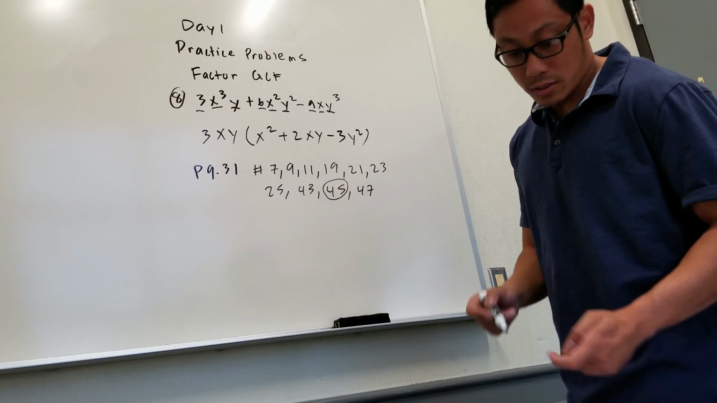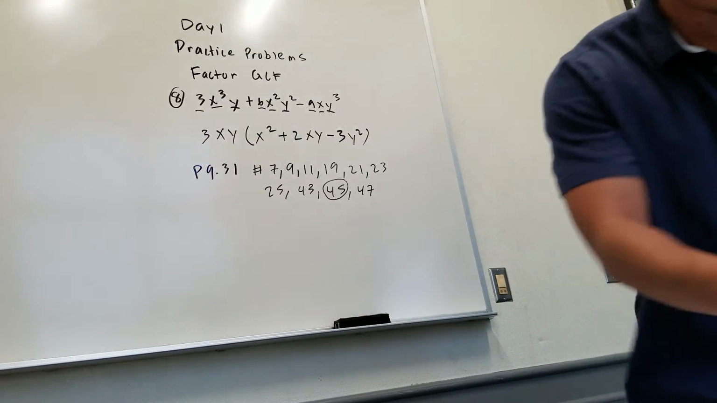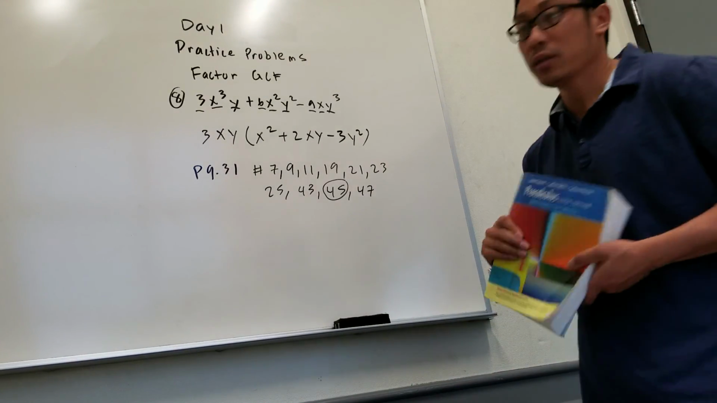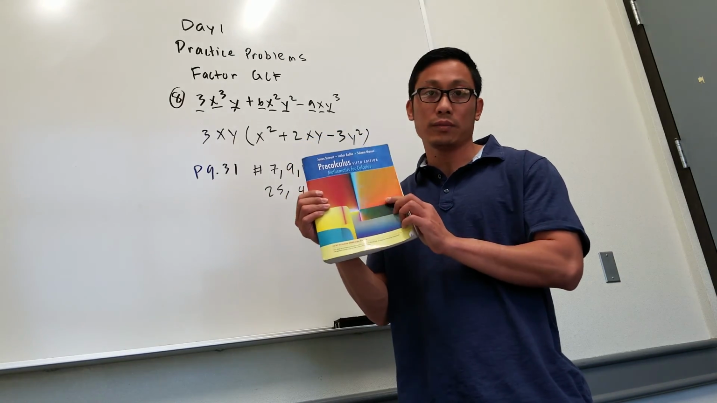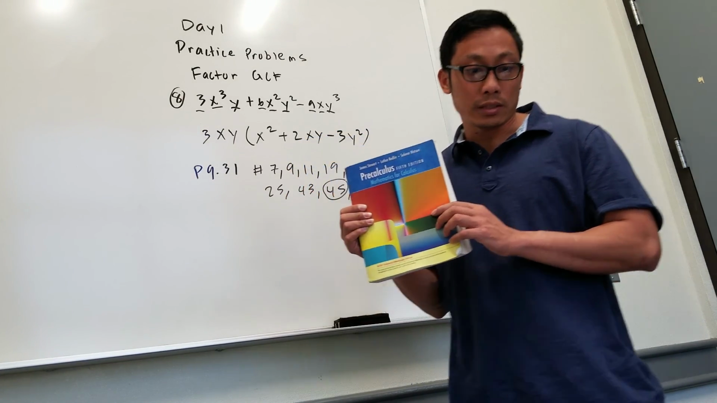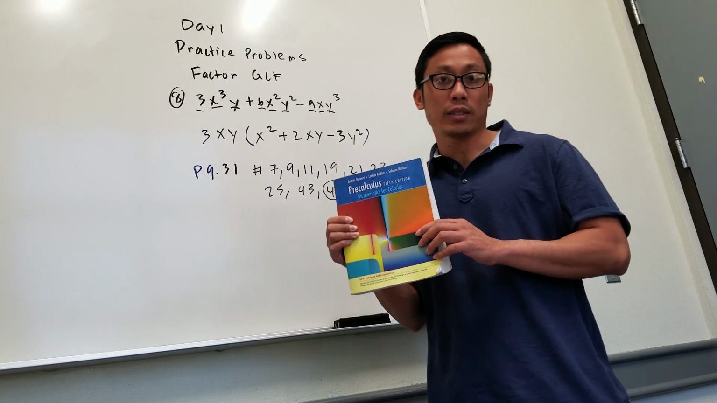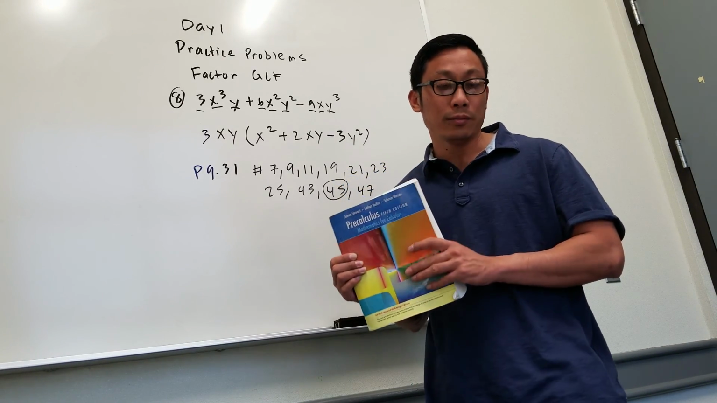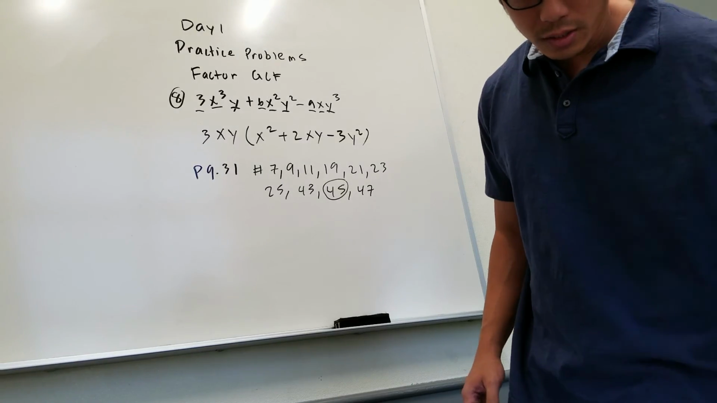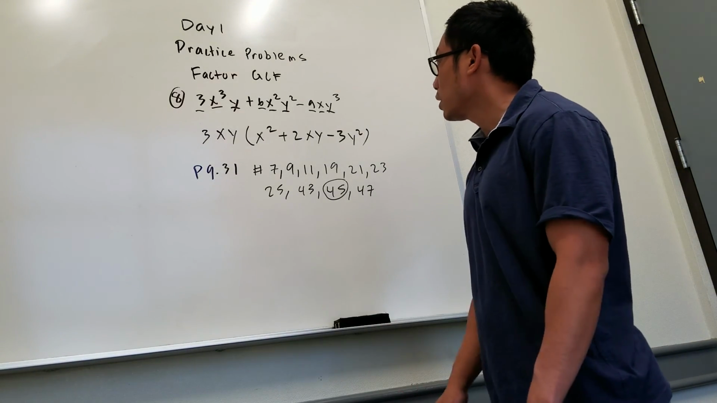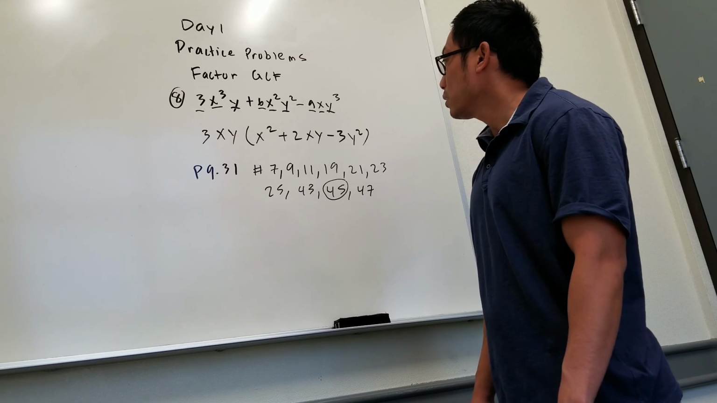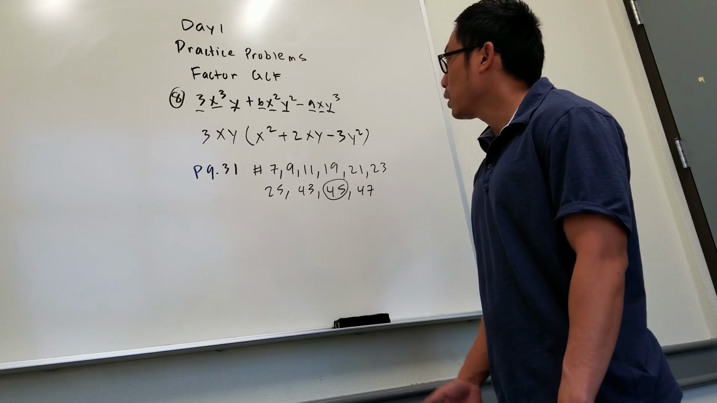That's it. So what book am I using? I'm using this book. It's Precalculus, the 5th edition. I got this on Amazon for like $20. I would suggest for you to do more practice problems. It's going to help you out. And this should take you about 10 to 30 minutes to do, depending on your level.